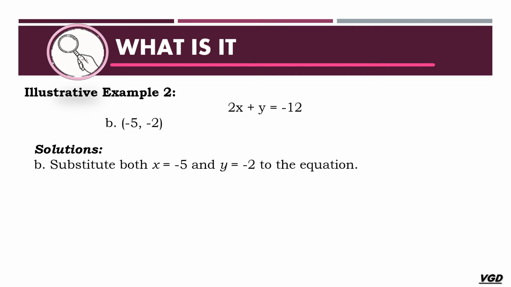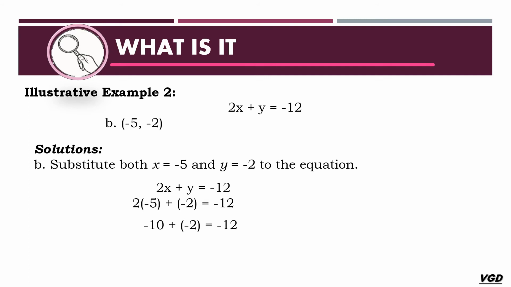Now let's check if the ordered pair negative 5 and negative 2 will satisfy the equation 2x plus y is equal to negative 12. Now let's substitute first both x is equal to negative 5 and y is equal to negative 2 to the equation. So we will have 2x plus y is equal to negative 12, and substitute, we will have 2 times negative 5 plus negative 2 is equal to negative 12. So our goal is to have an equal number at the left side and the right side.